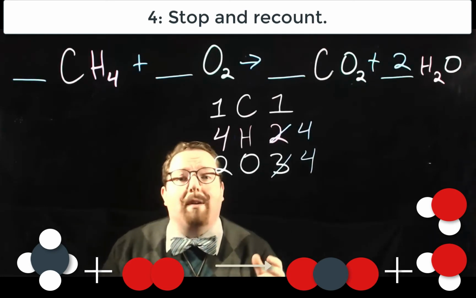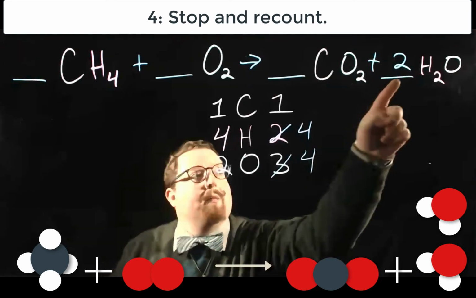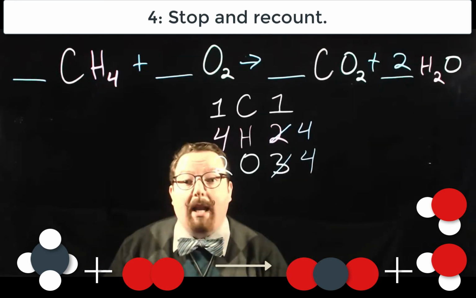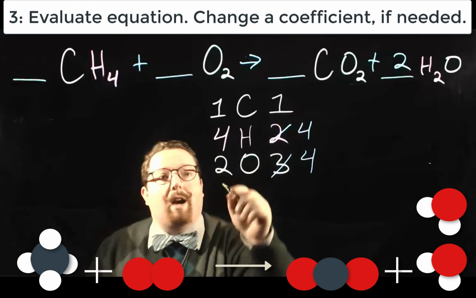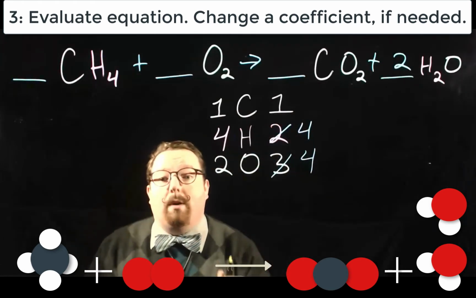It's my total number of atoms. So we have these 2 plus those 2 gives us 4. Now the only thing we have to do is balance our oxygens because we're good. 1 and 1 for carbon, 4 and 4 for hydrogen, 2 and 4 for oxygen.